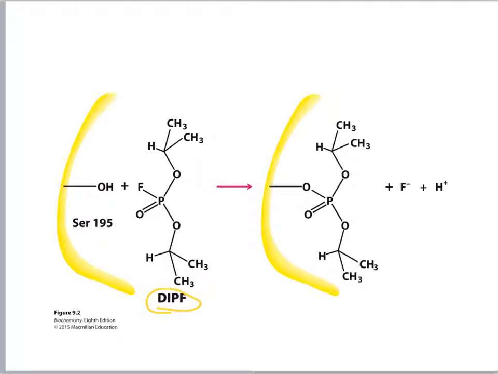So in the first step, we have a fast acylation step. So an acyl group is added onto the enzyme and an amide is released. And then the second step, which is the slower step, involves the hydrolysis of the intermediate complex that's formed.